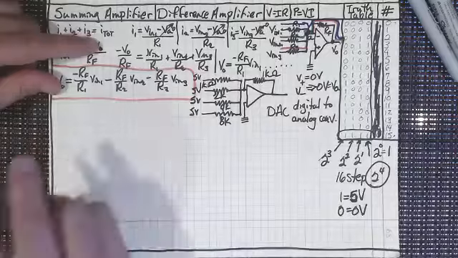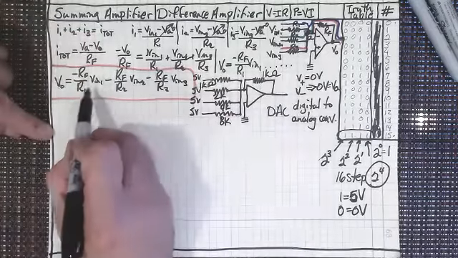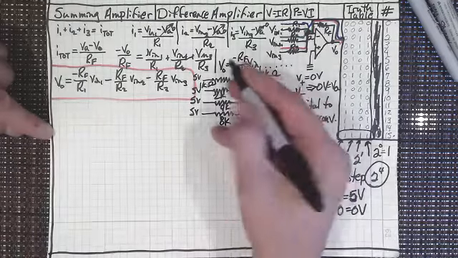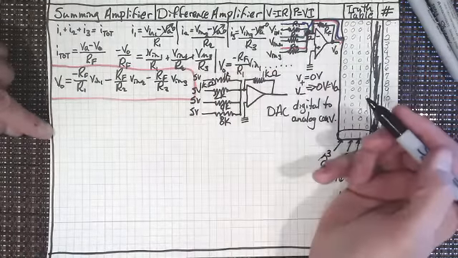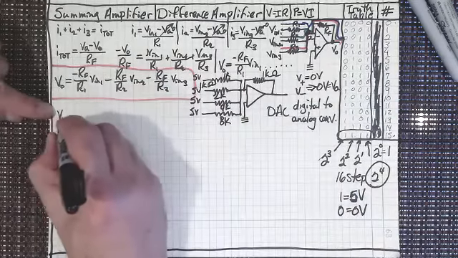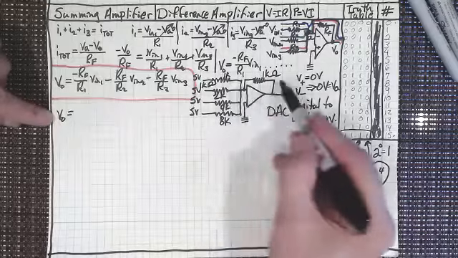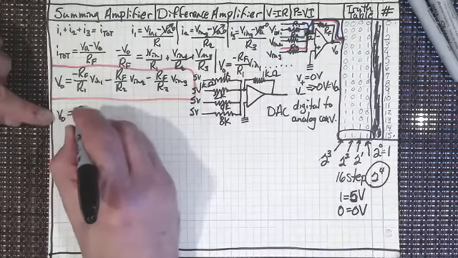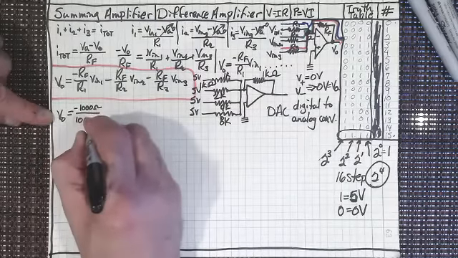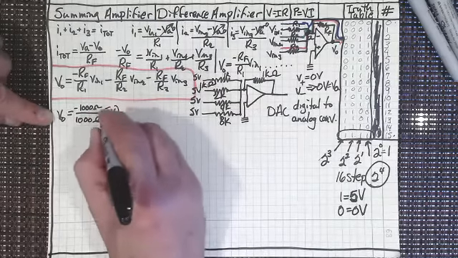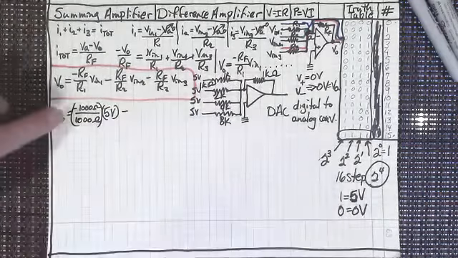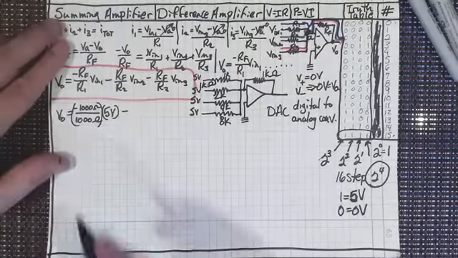Well, let's see. We've got 5 volts times negative R sub F over the input resistor. That'd be 1 to 1, because this is 1K. So V out is going to be minus 1,000 ohms over 1,000 ohms times 5 volts. Does everyone see how that worked? The 1,000 and 1,000 cancel out, so that's just going to give me 5 volts there, isn't it?